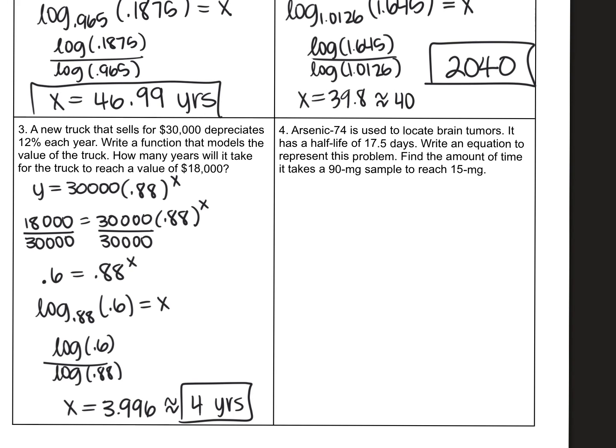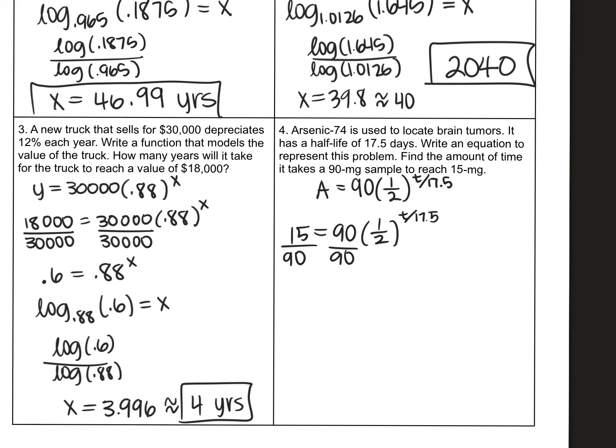So our half-life example previously was that arsenic 74 has a half-life of 17.5 days, and we have an initial amount of 90 milligrams, and in this problem, we're going to solve for the amount of time it takes to reach 15 milligrams. So our equation was A equals 90 times 1/2 to the T over 17.5. So we'll have 15 equals 90 times 1/2 to the T over 17.5. Divide by 90. Which is a nice fraction. It does simplify to the fraction 1/6.